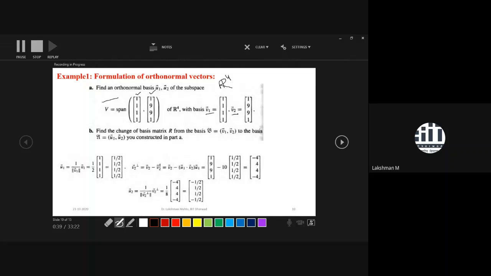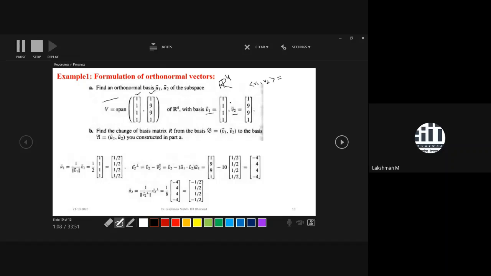We can say that the dot product between these two is not zero. You can find the dot product of V1 and V2. First, we can say that these two form a basis. Second, we can say that V1 and V2 are not orthogonal to each other. So we have to construct an orthogonal basis from V1, V2. How can we construct it? This process I have discussed here.